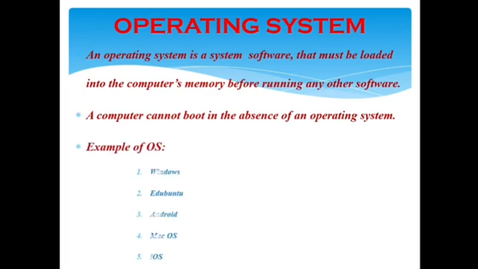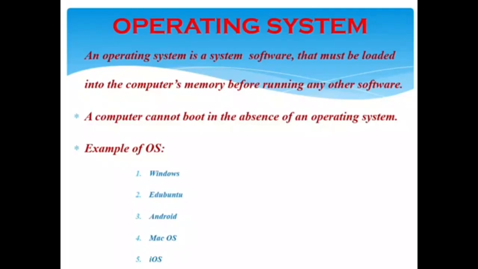The next one, I will give some examples of OS. The first one is Windows, second one is Ubuntu, third one is Android, fourth one is Mac OS, the fifth one is iOS. These are the examples of operating systems. Now let's see one by one.